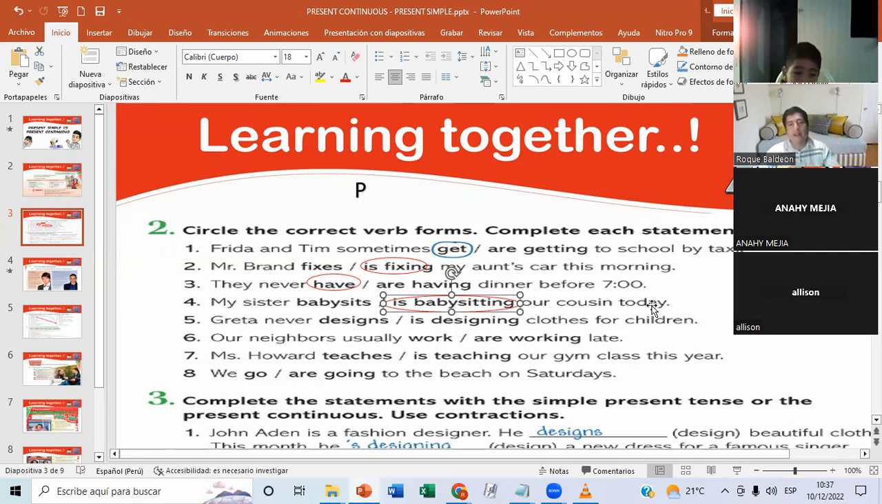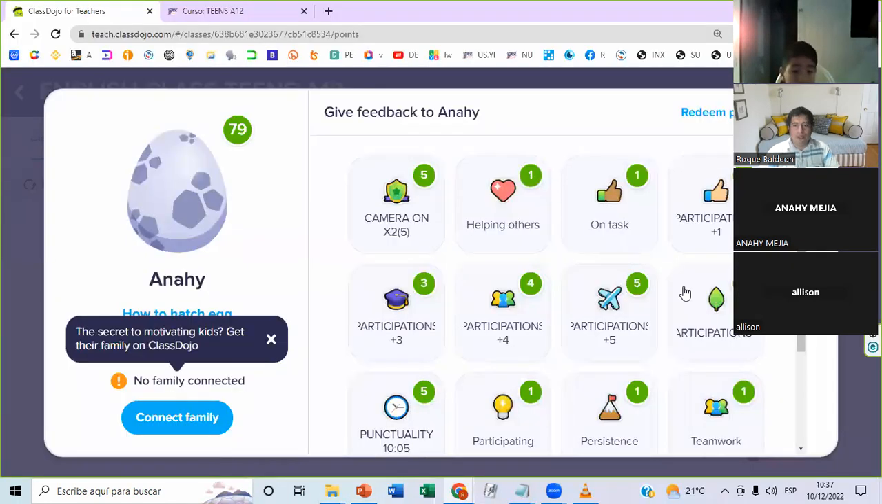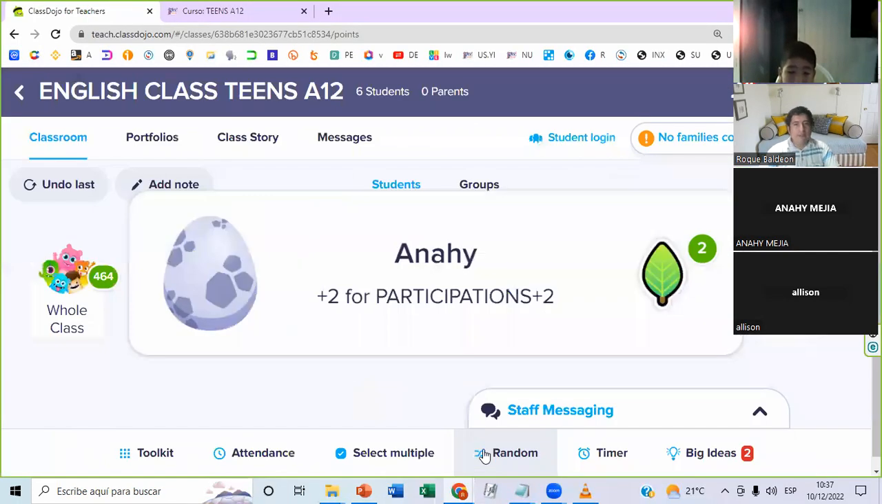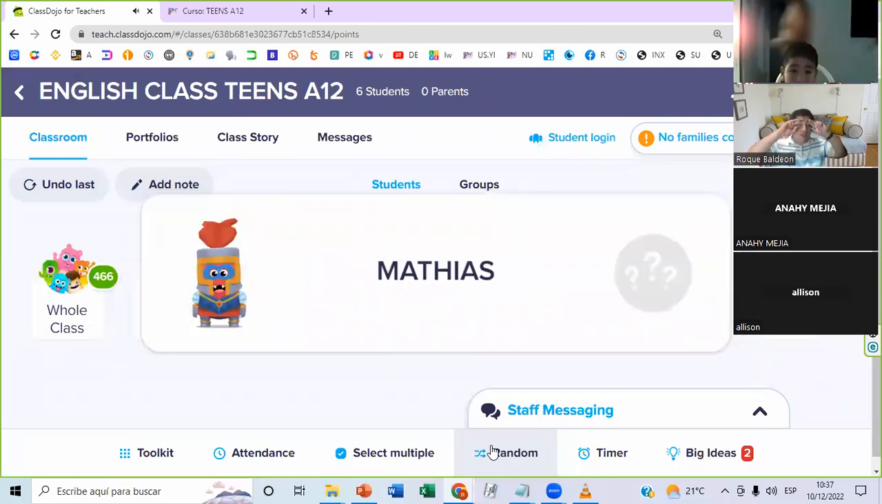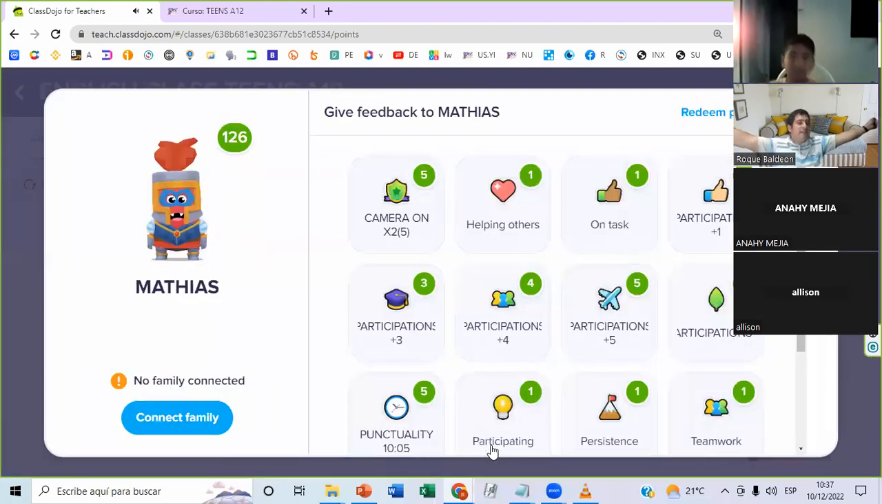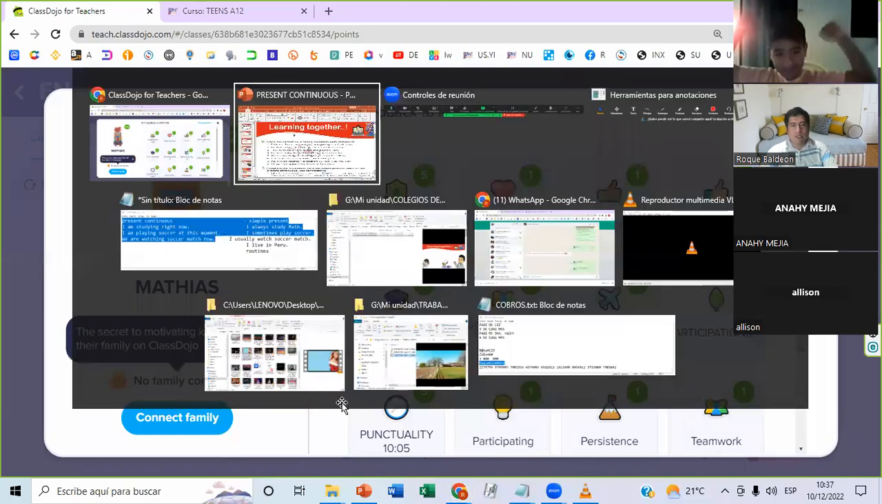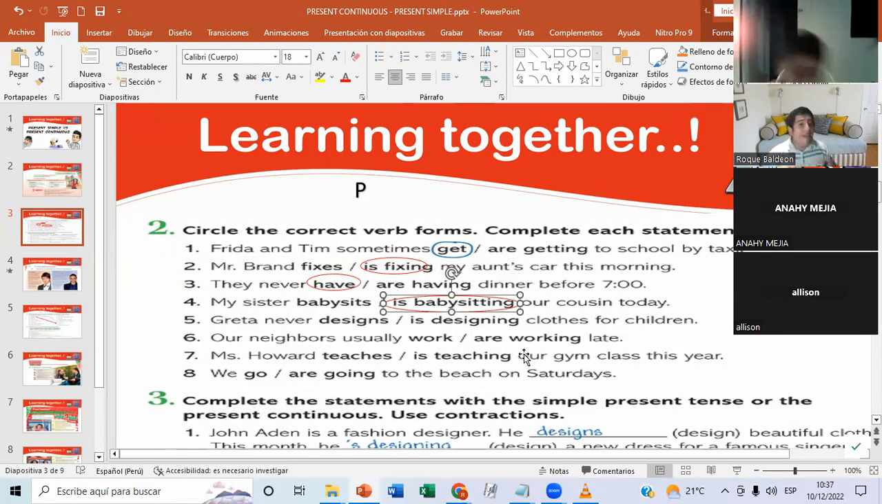Porque es temporary situation. En el otro dice have dinner before seven es porque es un routine. Siempre cenan antes de las seven. That's correct. Very good. It's babysitting. Points, point, point, points. Vamos aquí le da Class Dojo. Matías. Good awesome, Matías. Oh, Matías. Con todo, Matías. Greta never designs or is designing clothes for children.